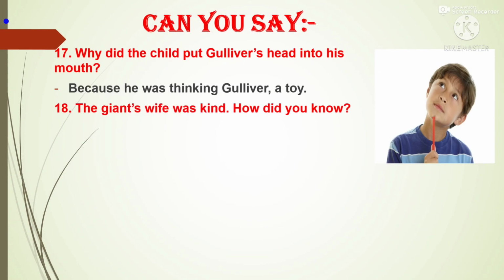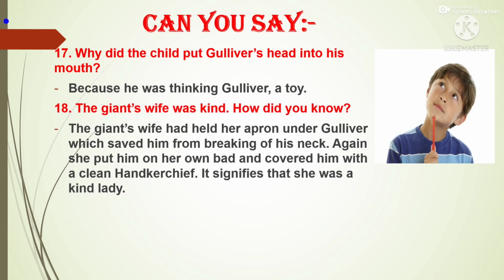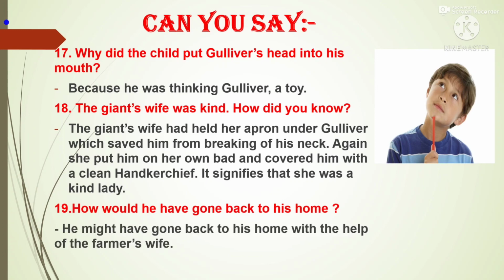The giant's wife was kind. How do you know? The giant's wife had held her apron under Gulliver, which saved him from breaking his neck. Again, she put him on her own bed and covered him with a clean handkerchief. It signifies that she was a kind lady. How would he have gone back to his home? He might have gone back to his home with the help of the farmer's wife.